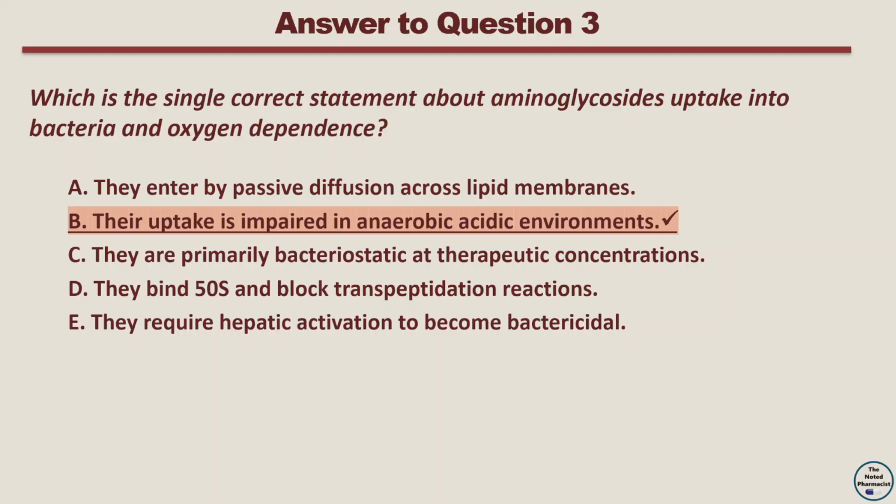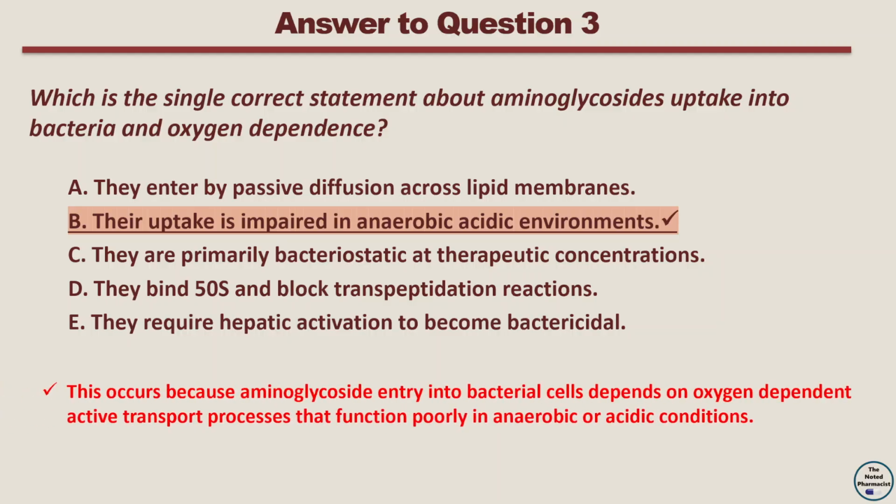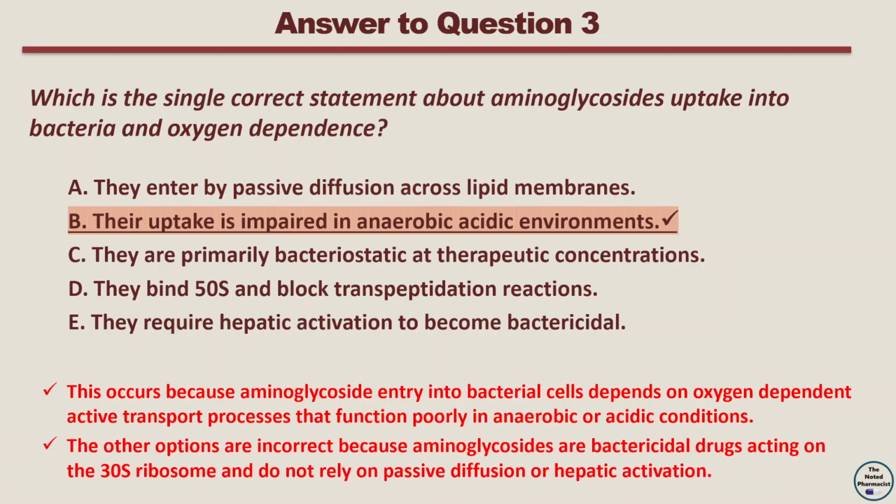The correct answer is option B. Their uptake is impaired in anaerobic acidic environments. This occurs because aminoglycoside entry into bacterial cells depends on oxygen-dependent active transport processes that function poorly in anaerobic or acidic conditions. The other options are incorrect because aminoglycosides are bactericidal drugs acting on the 30S ribosome and do not rely on passive diffusion or hepatic activation.